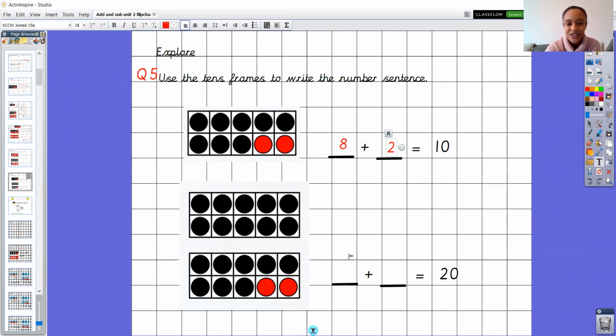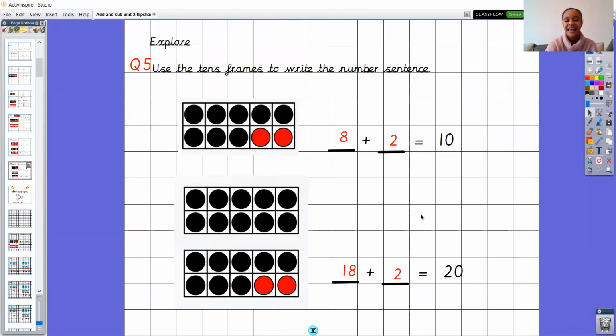So using that knowledge, I can still only see 2 red counters. How many black counters have I got? Something add 2 equals 20. But if I know that 8 add 2 equals 10, super, I know that 18 add 2 equals 20. We've added an extra 10. If there's just 8 ones here, on this one, I've got 1 ten and 8 ones. You can see that extra 10. 18 add 2 equals 20. Brilliant. So it's really important to know those number bonds to 10 as they help us with our number bonds to 20.